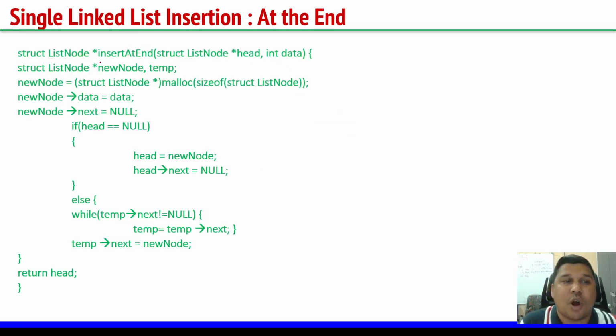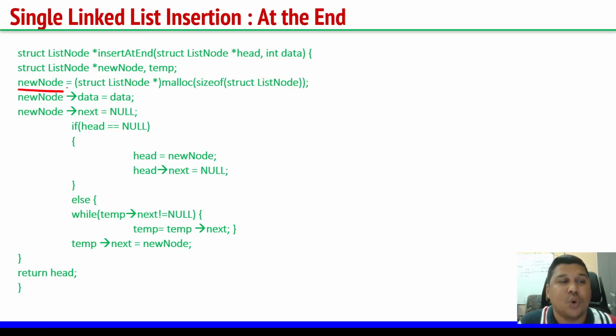So again I am calling a function insert at end. I am giving head as the input and the new data which I want to insert as the input. So I am creating two variables, star new node and star temp. Why am I creating this? I am creating two variables for this structure.